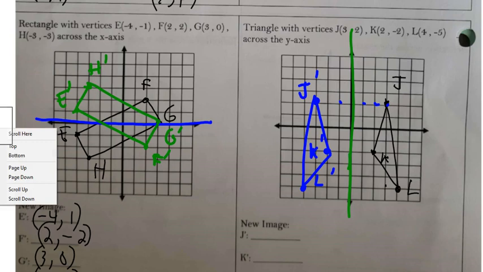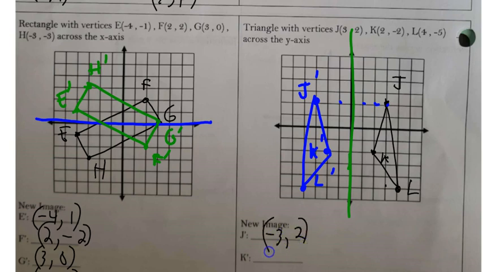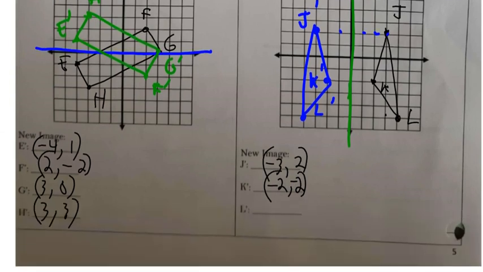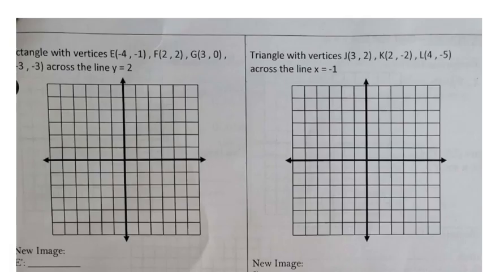So, J was at 3, +2. Now it's at -3, +2. K was at 2, -2. Now it's at -2, -2. And L was at 4, -5. Now it's at -4, -5. So the x's just became opposite.